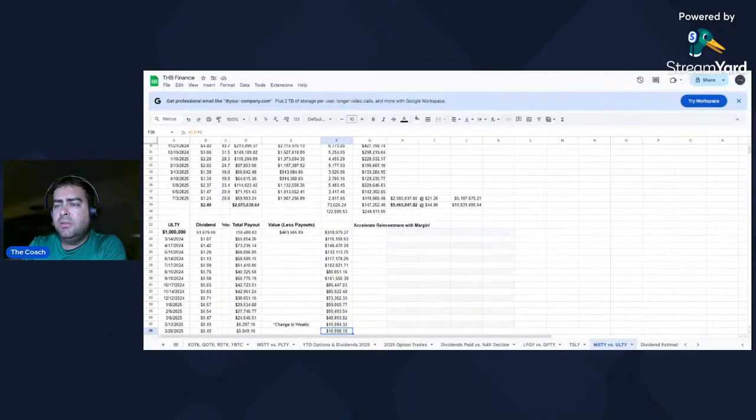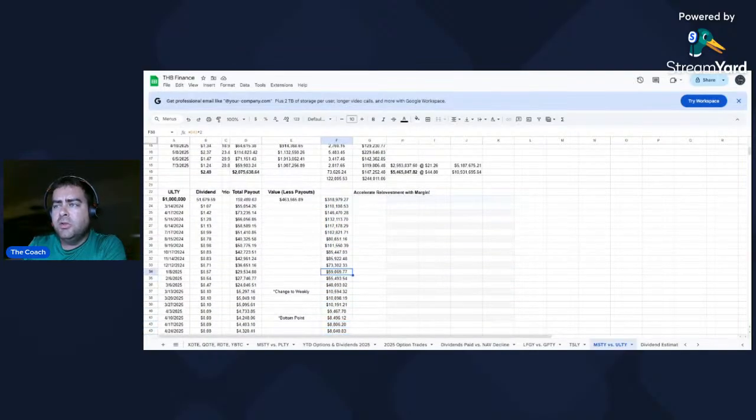Same thing here with ULTY. Even though ULTY went to weekly, which I strongly suspect that MSTY might go to weekly as well. But you accelerate, even if you're reinvesting and you're compounding, think about how fast you accelerate that reinvestment with margin. So in your first month owning ULTY, 318,000 or 319,000 almost. Second month, hold on a second here.